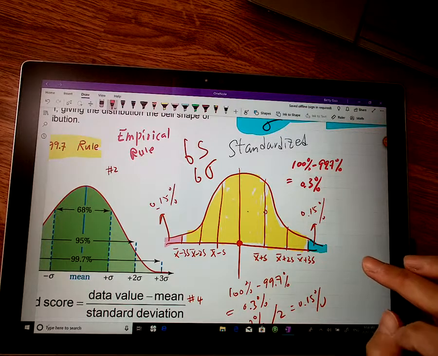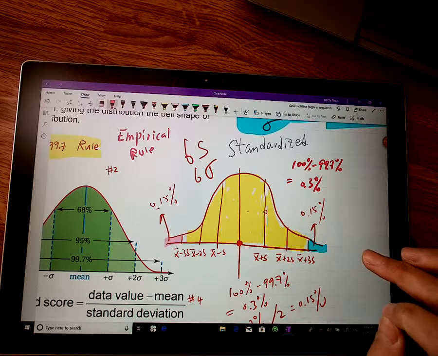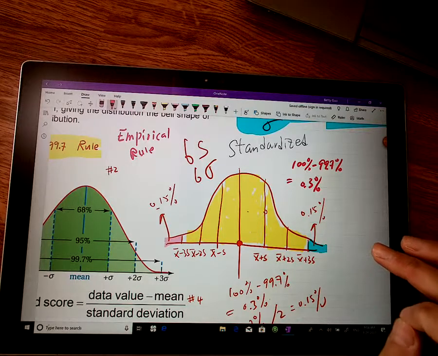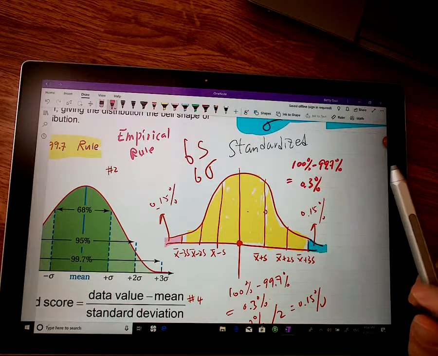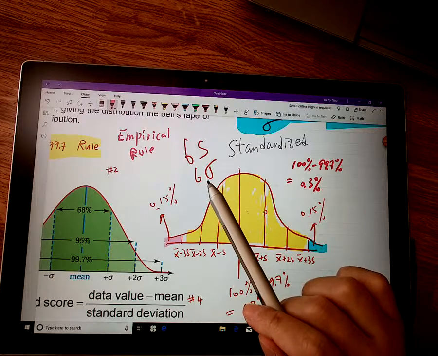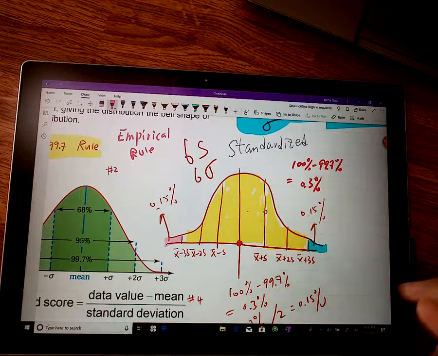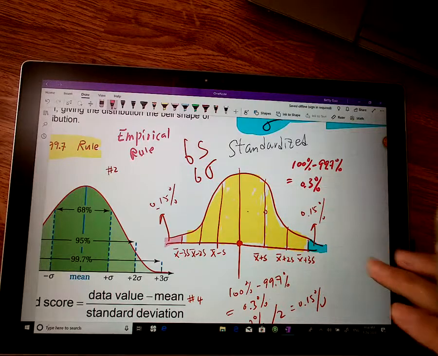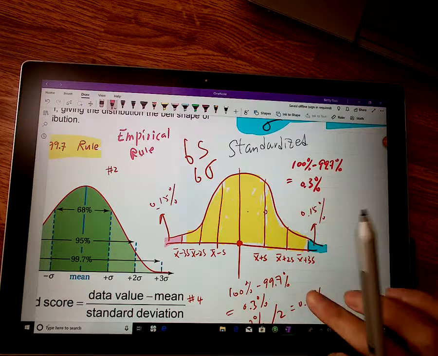It's a very important fact about normal distribution. If you are a business major, you might have heard about a theory called the six sigma theory. You can look it up on Wikipedia. It's pretty interesting. It's business, but it's based on this fact.